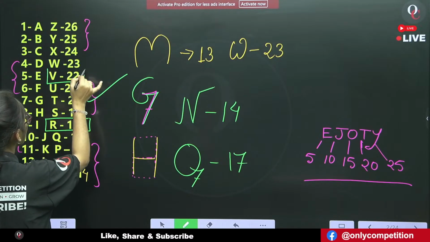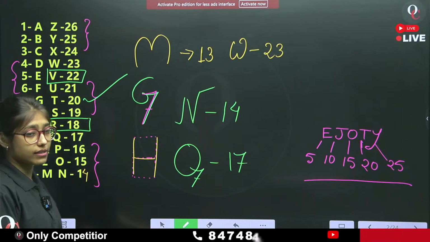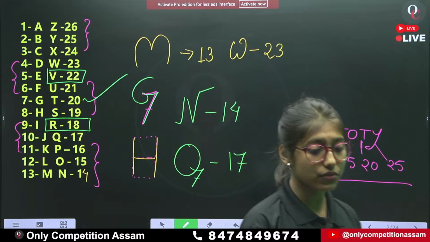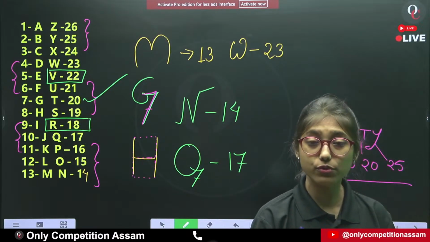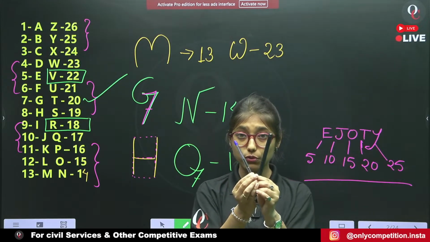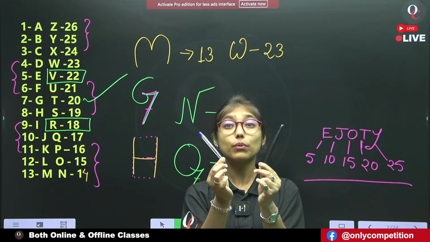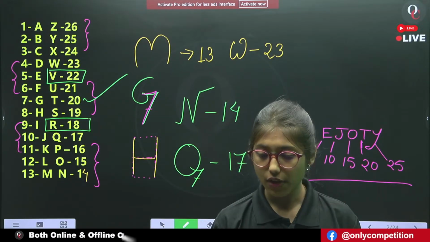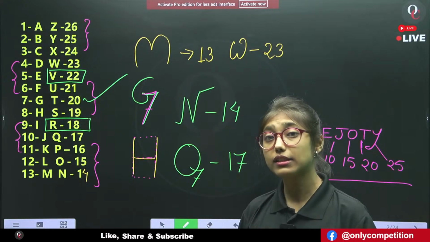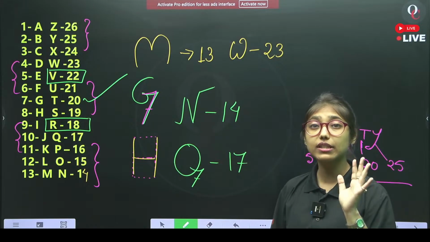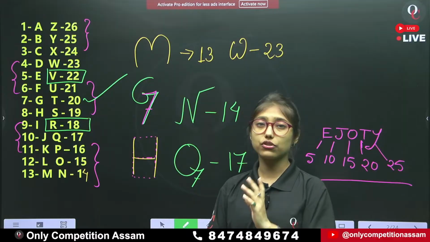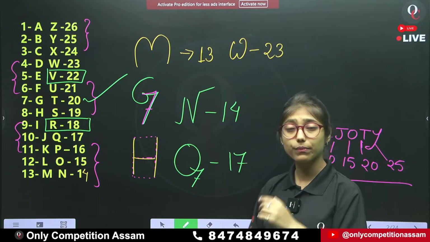Next, V, 22. How will we memorize this? Imagine that V is made up of two sticks, and therefore V's position value is 22. That's it. We have almost completed the whole alphabetical series and its position values, isn't it?